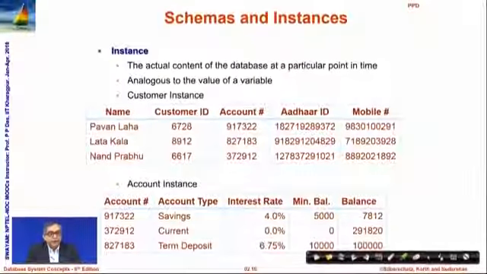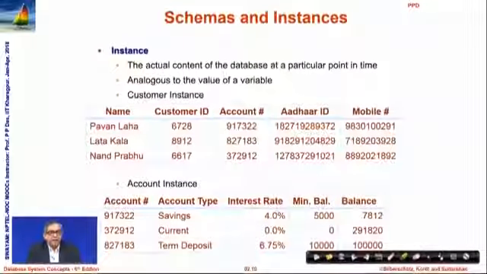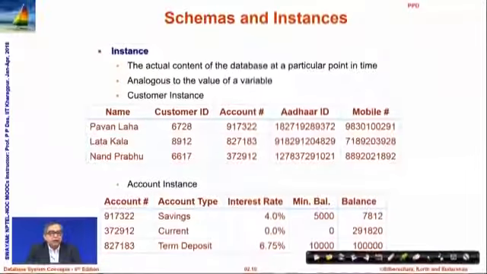Similarly, we have shown an accounts instance. You can see some kind of relationship between these instances. For example, the first account ID in the customer instance can be seen as the first entry, first record in the account instance, and so on. So, we actually populate the schema with different records, and this is what keeps on changing.